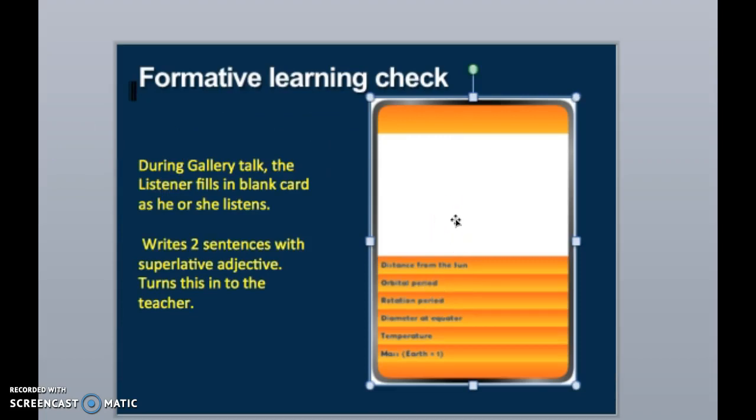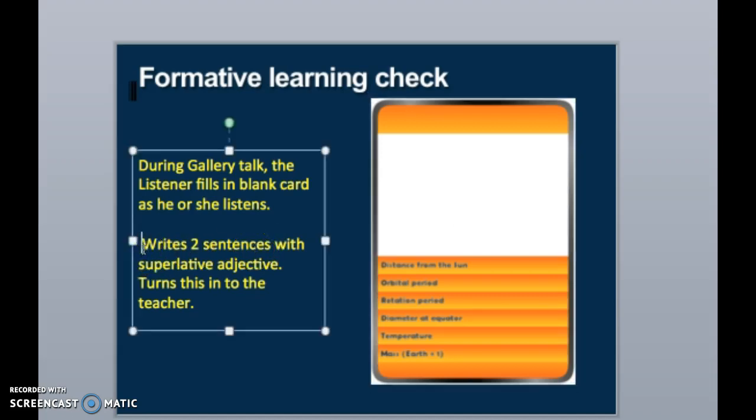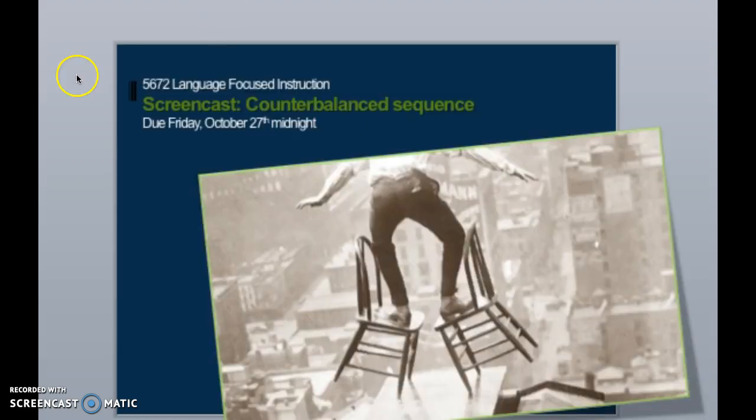As their classmates walk around with their little sheet of paper, or it could be, I suppose, on their iPads, a little planet card template, they listen to their partners talk about their created planet and write 2 sentences with the superlative adjective. They turn this into their teacher as a formative learning check.